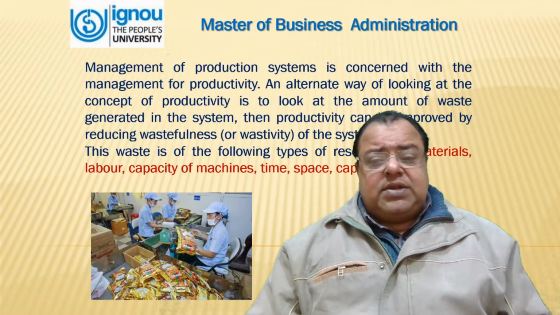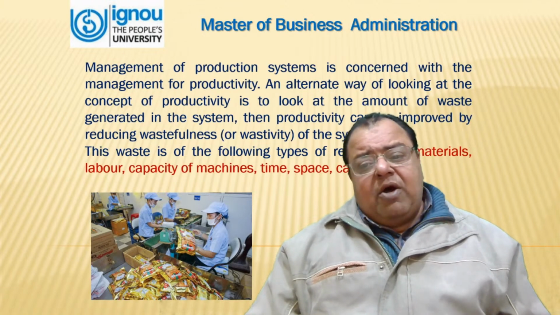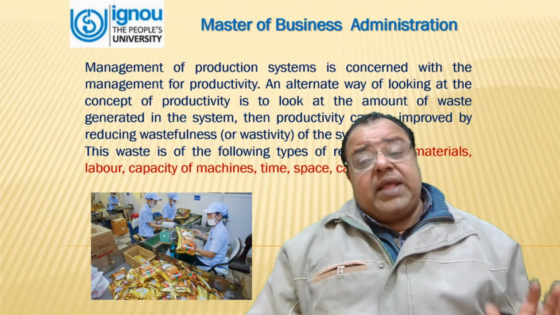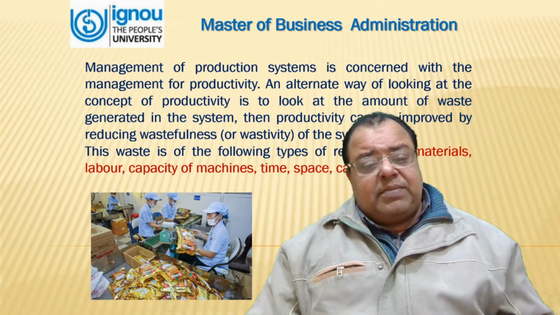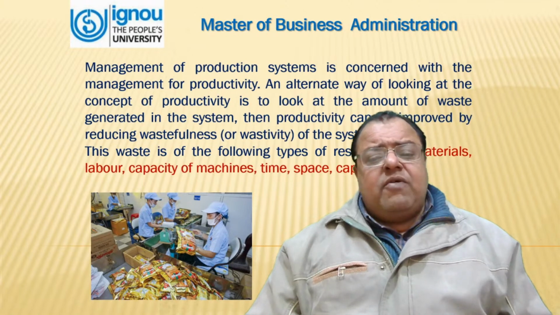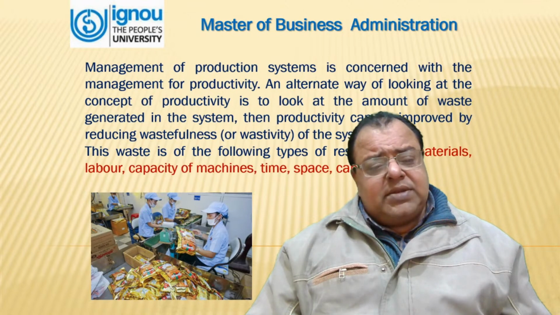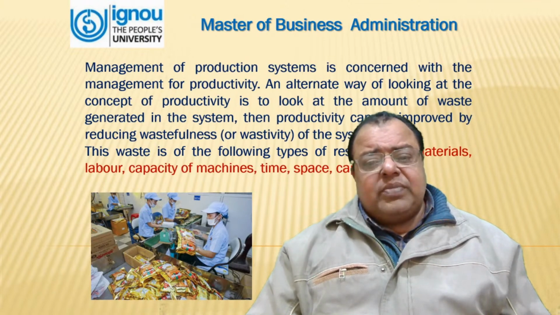Management of production system is concerned with the management of productivity. An alternate way of looking at the concept of productivity is to look at the amount of waste generated in the system. Then productivity can be improved by reducing wastefulness, that is, wastivity of the system. This waste is of the following types of resources. It can be in the form of materials, labor, capacity of machine, time, space, capital, etc.